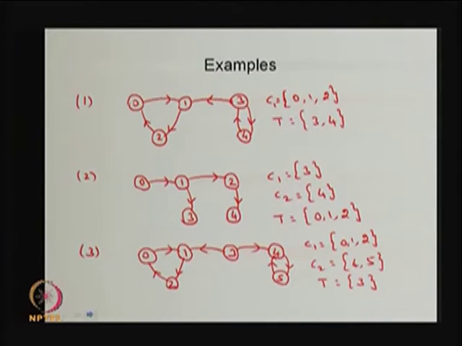Similarly, the states 4 and 5 will form another closed communicating class of states. So, in the third example, we have two closed communicating classes of states, whereas in the first example you have one closed communicating class and transient states.